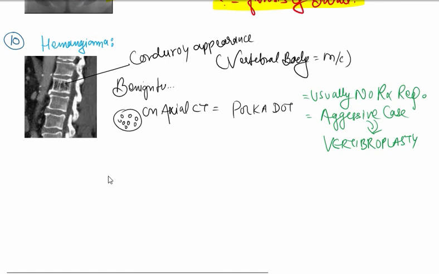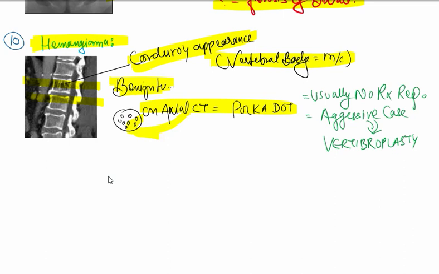Next and last image is hemangioma. This vertebra is showing the corduroy appearance, and the vertebral body is the most common site of hemangioma. This is a benign tumor, and on axial CT, this will show a polka dot appearance just like this. Usually patients do not require any intervention, but aggressive cases can be treated with vertebroplasty.